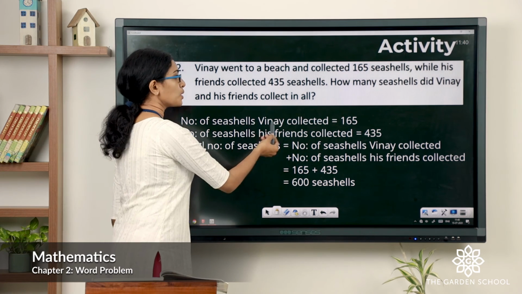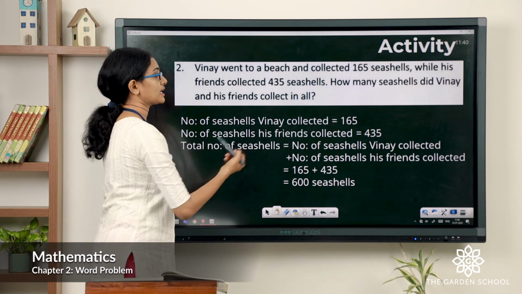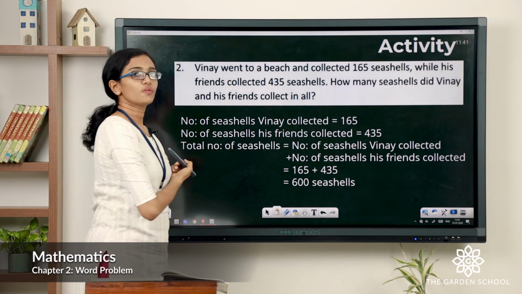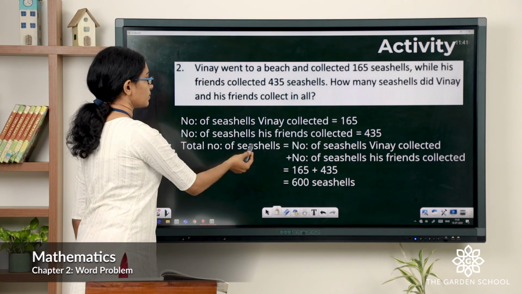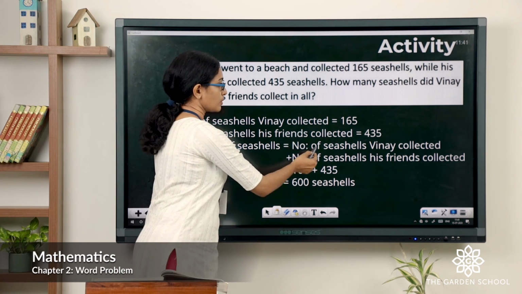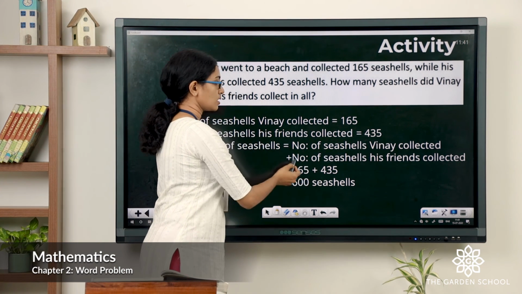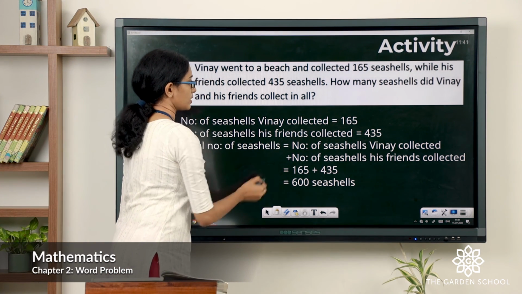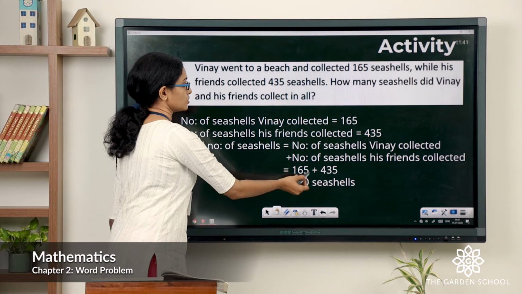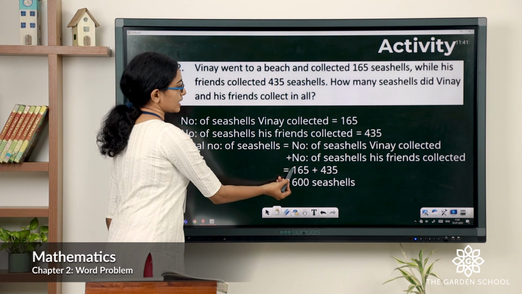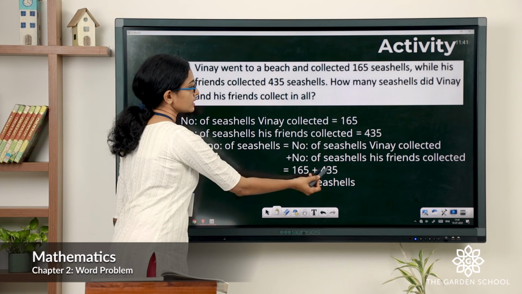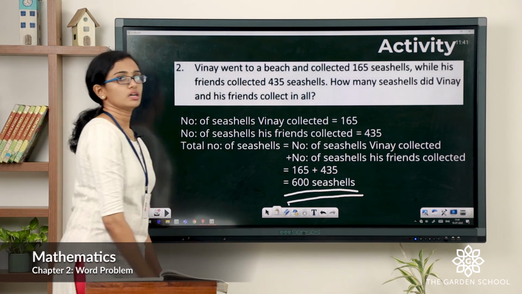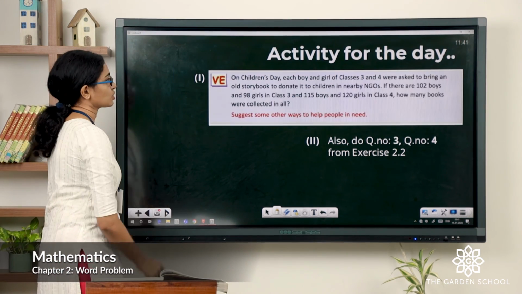Number of seashells Vinay collected equal to 165. Number of seashells his friends collected equal to 435. The total number of seashells equal to number of seashells Vinay collected plus the number of seashells his friends collected. Please don't skip this step, it's very important. And then you can substitute the numbers. So it is 165 plus 435, which is equal to 600 seashells. I hope this is clear to you.